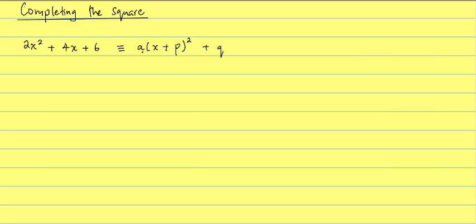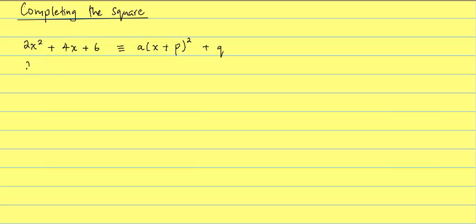This expression is known as the completed square form of a quadratic expression. The sign here means that the left hand side is identical to the right hand side, and this is going to be the basis of our argument in trying to find these values of a, p and q.